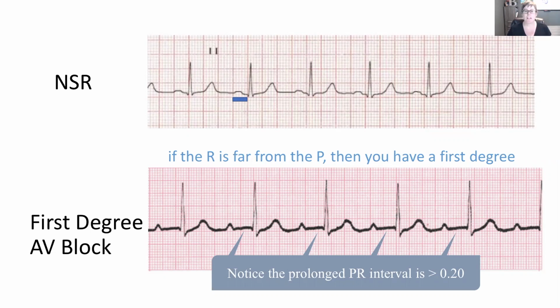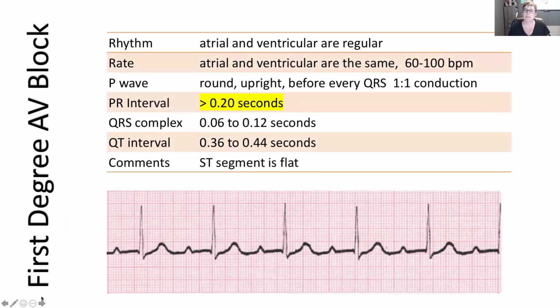It says, if the R is far from the P, then you have a first degree. When auscultating heart sounds, you will not notice a difference. You'll still hear an S1 and an S2. So when looking at the parameters of our waveforms and intervals, we can see here that everything is normal with the exception of the PR interval, and this is its characteristic feature.